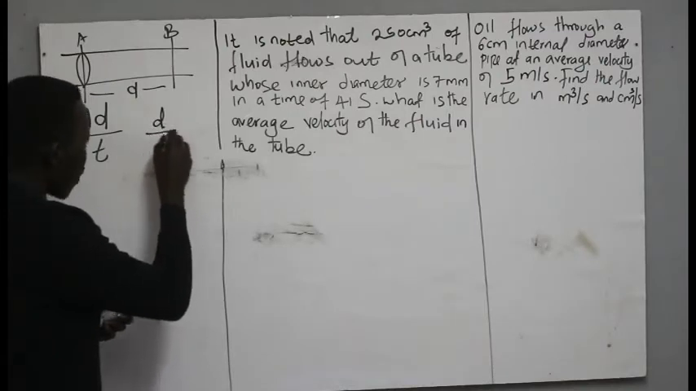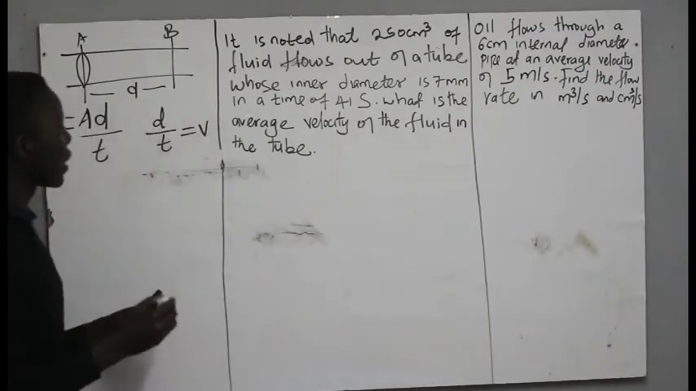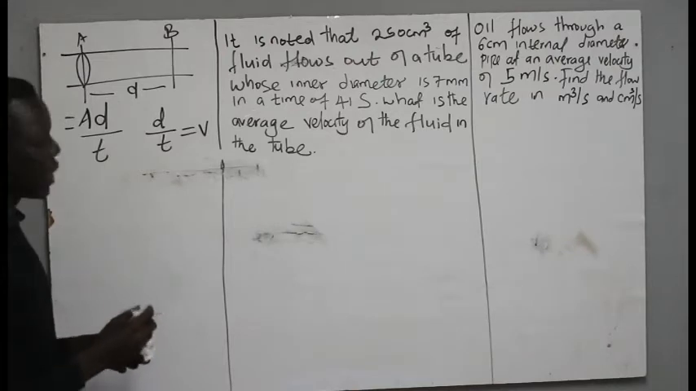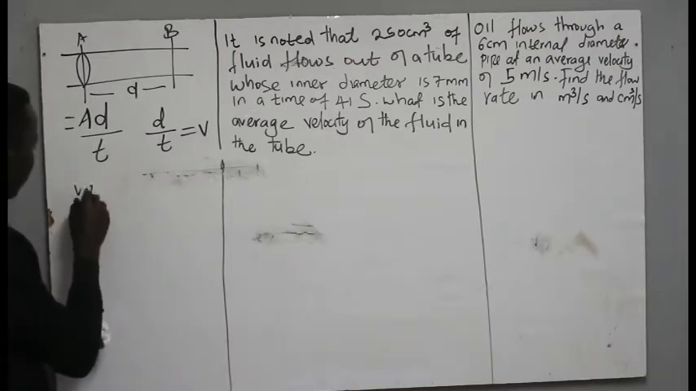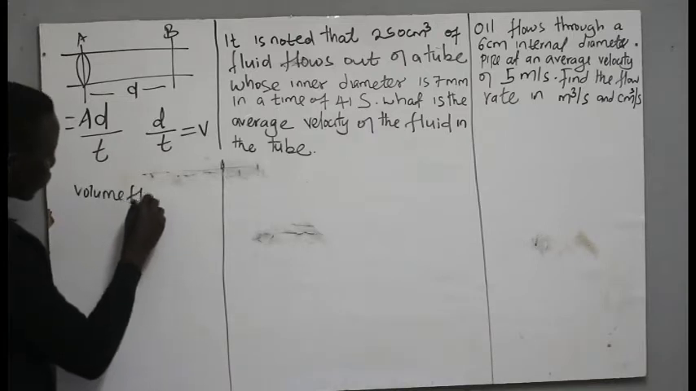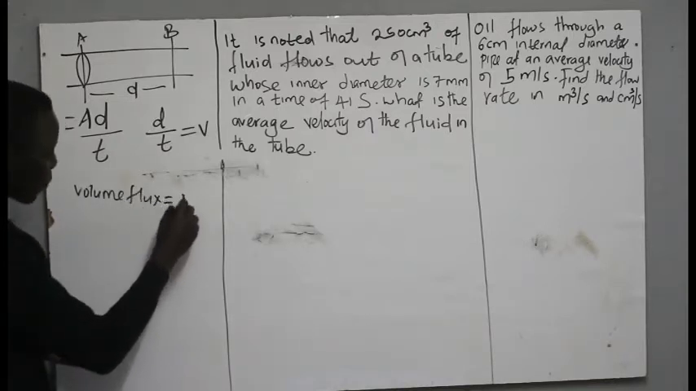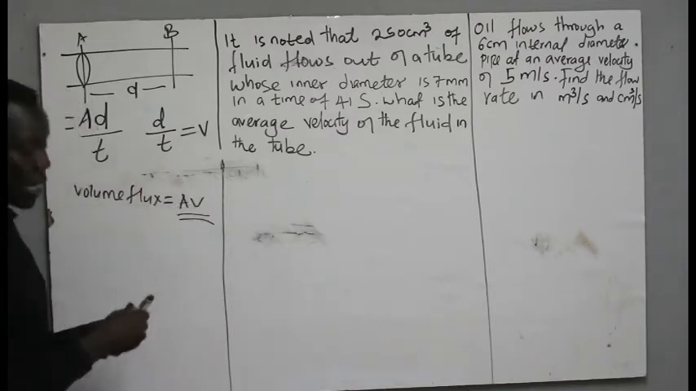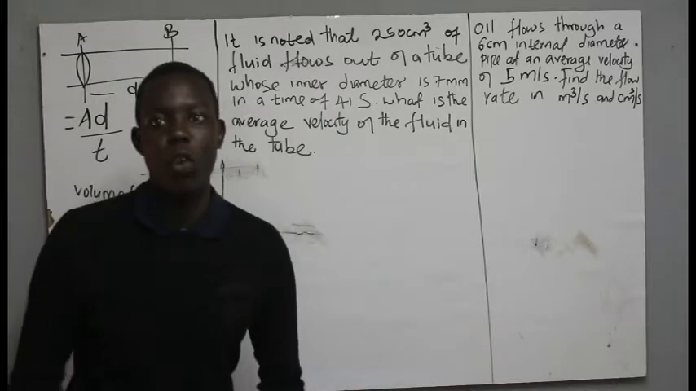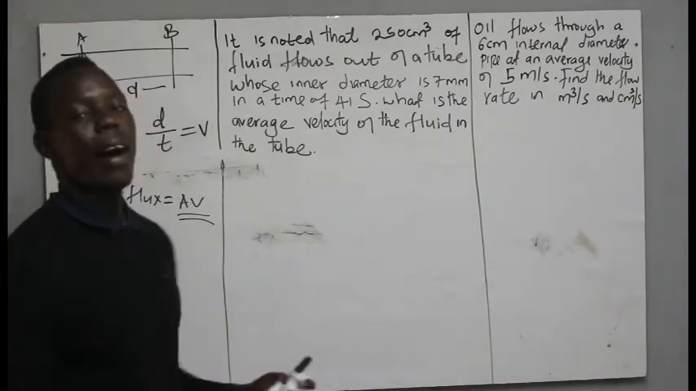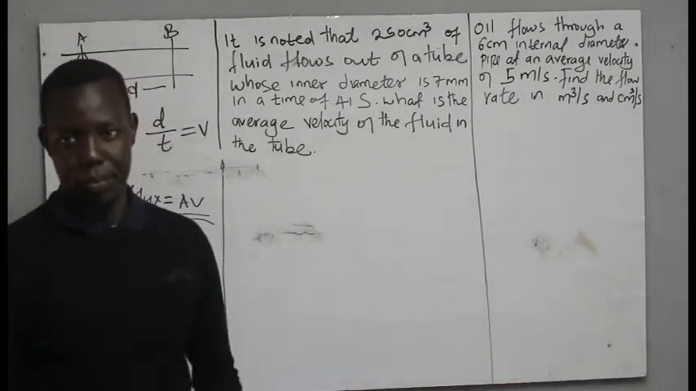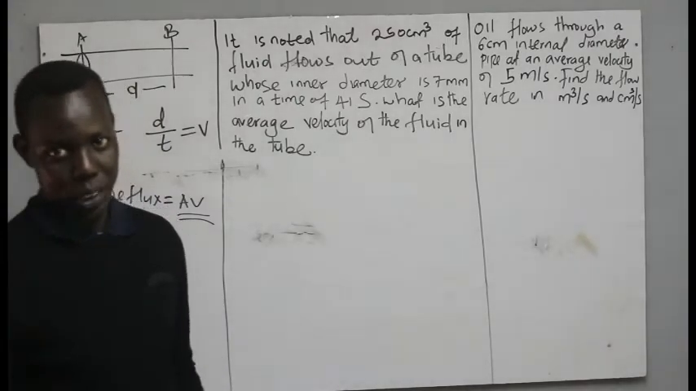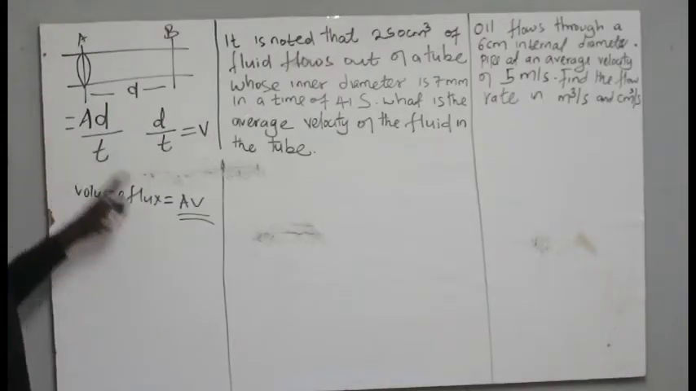From what we know, displacement over time is velocity, so d over t is v. So volume flux is given by A times d over t, or v. So AV is the formula for calculation of the volume flux: cross-section area multiplied by the velocity of the fluid. That is what we have derived from up here to here.